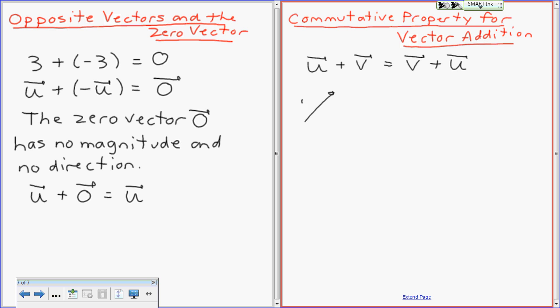So here's U, there's V, and there's the resultant, hopefully, U plus V. Okay, so what I'm going to do is use the power of the internet to move those vectors around.